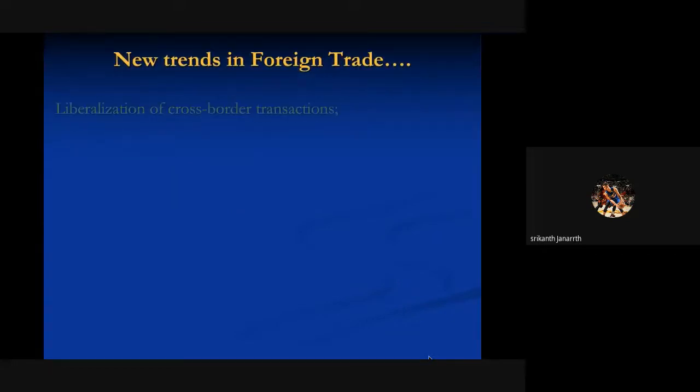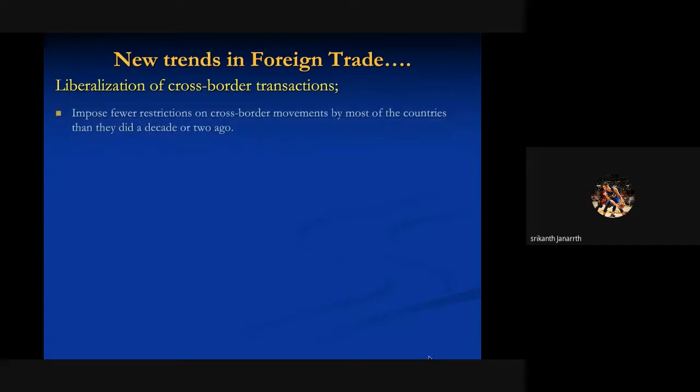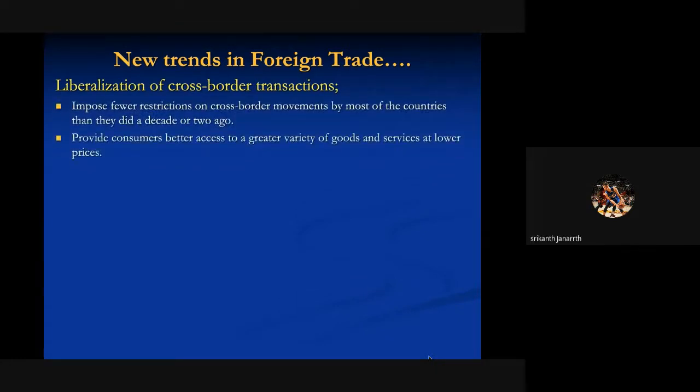So, new trends in liberalization of cross borders. I've given some examples. You remove these restrictions on cross-border movements and provide consumers a greater variety of goods. When you open the door, you can consume all the commodities at a lower cost. You can now see when you open the market, all these Chinese decorative items come to Sri Lanka during the seasonal time. All are manufactured in China, very cheap. So it's better to bring those goods in rather than importing.